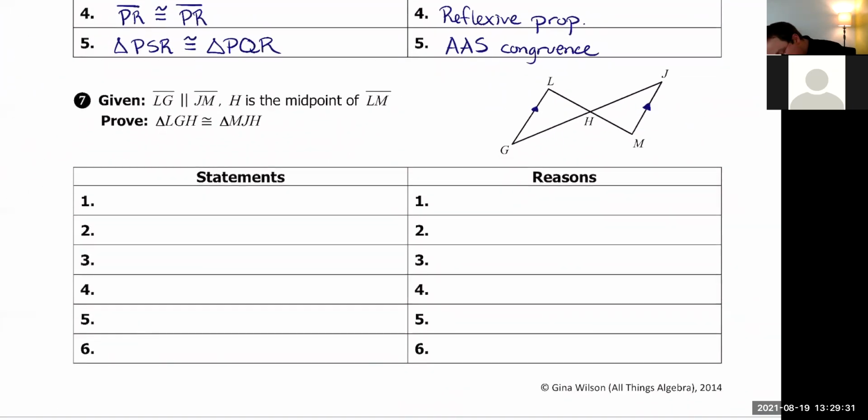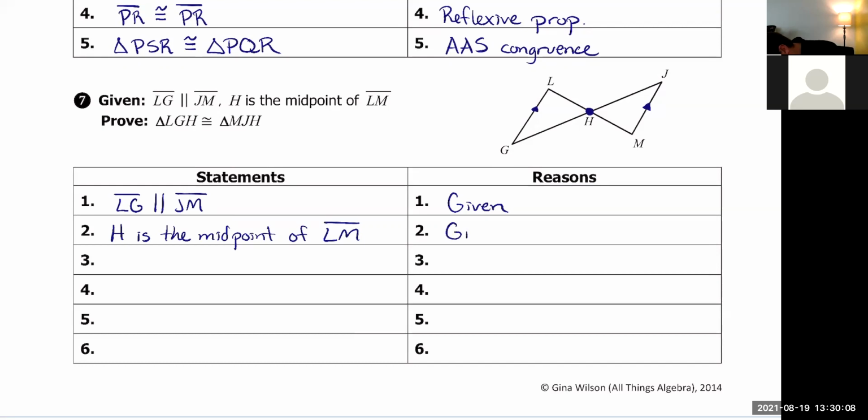And then it says H is the midpoint of LM. So H is a midpoint. I'm going to make it a very clear point, probably going to be significant here in just a moment. So I'm going to start off with my given statements, just restating them. LG is parallel to JM, which is given, and H is the midpoint of LM, which is also given.